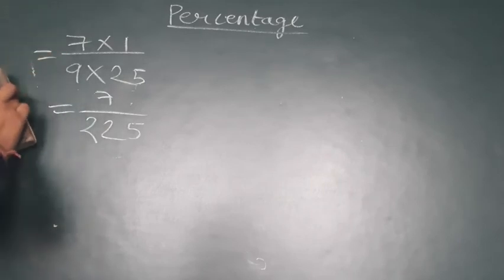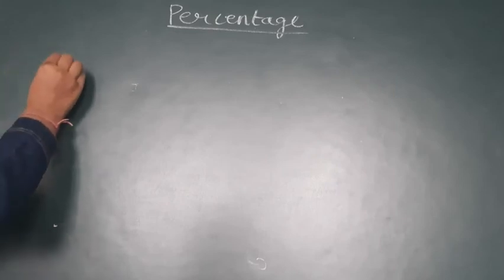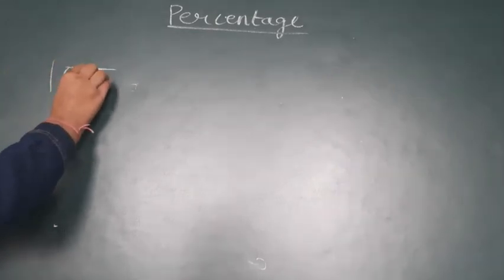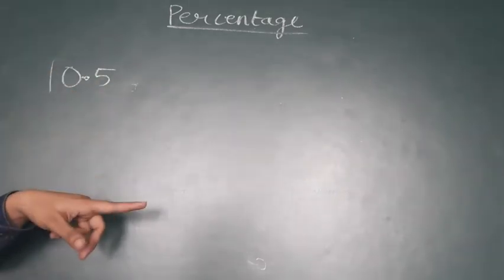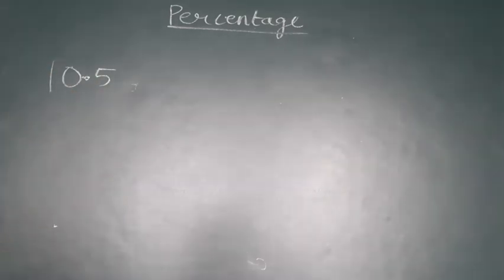Okay students, now talking about the percentage and decimals. To convert a decimal number into a percentage, what we have to do? Firstly, we have to convert the decimal number into a fraction and then the fraction into a percentage. For example, the decimal number is 10.5, right? This is the decimal number. So now first step is to convert it into fraction. And I have explained you in the chapter decimals also how to convert a decimal into a fraction.